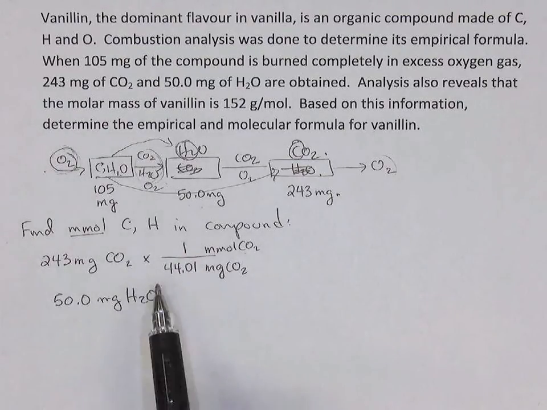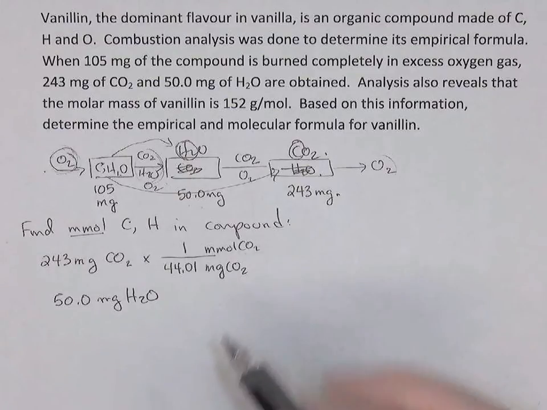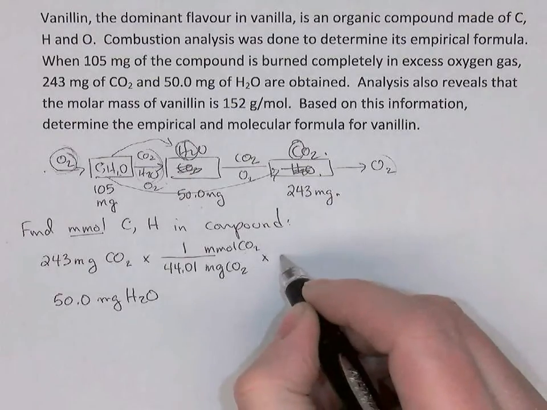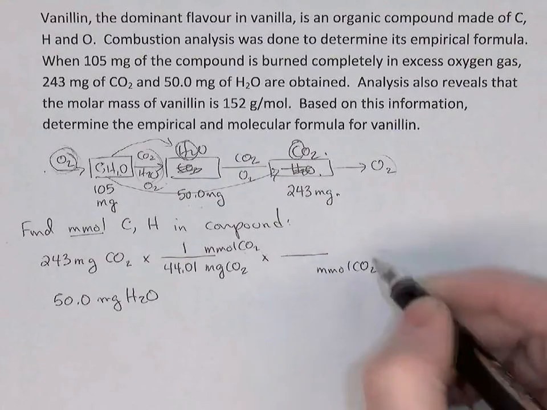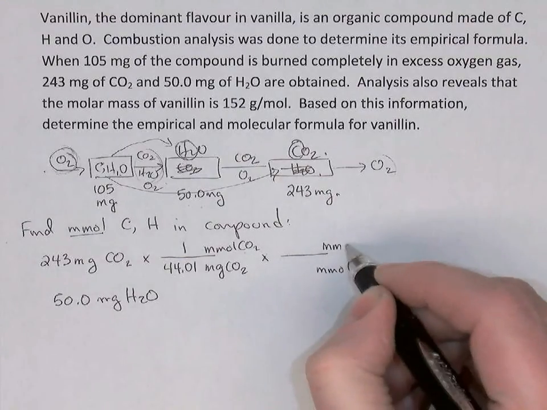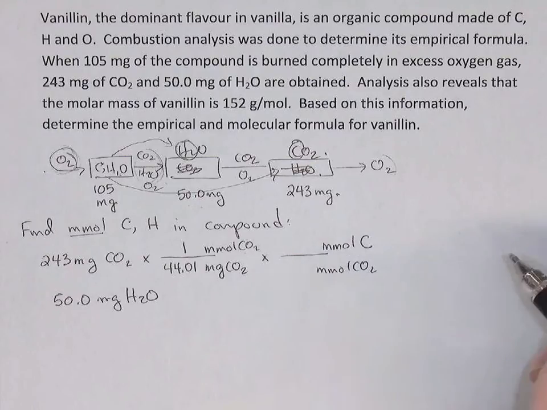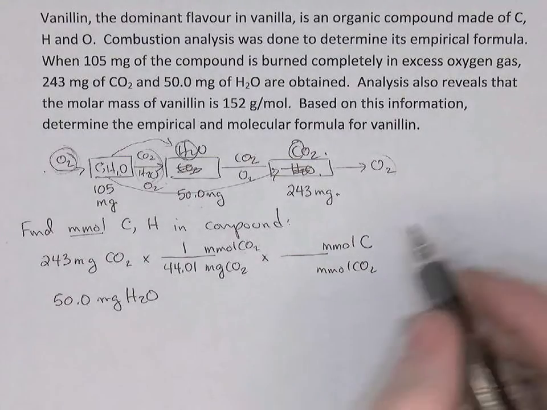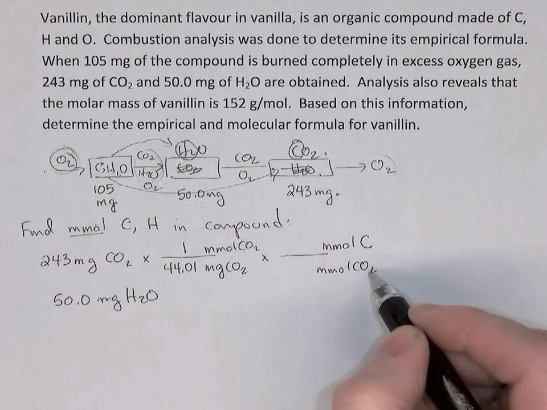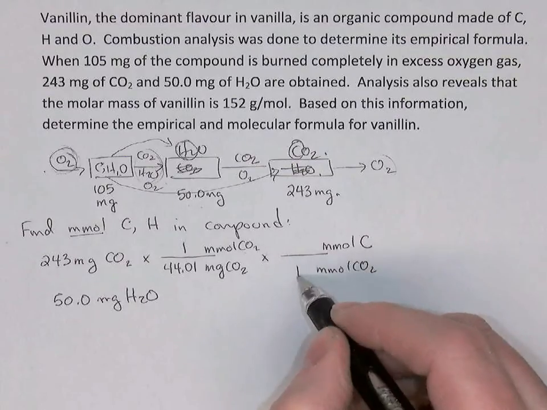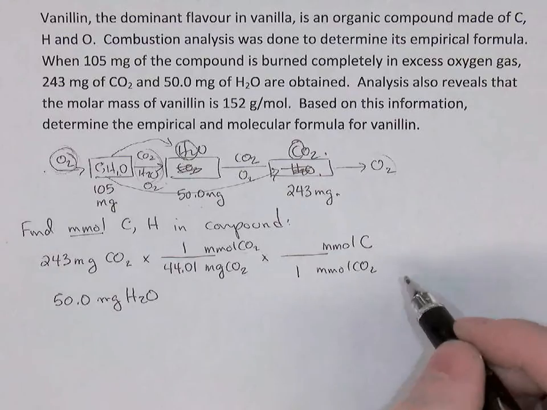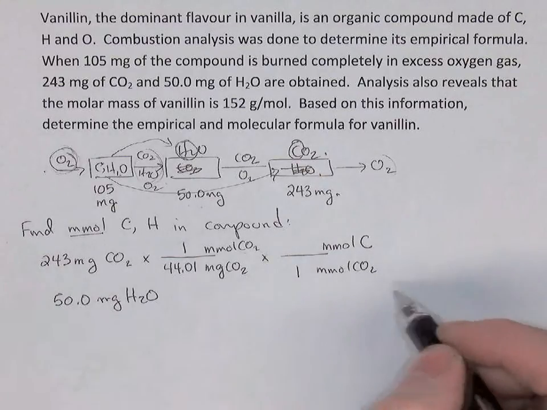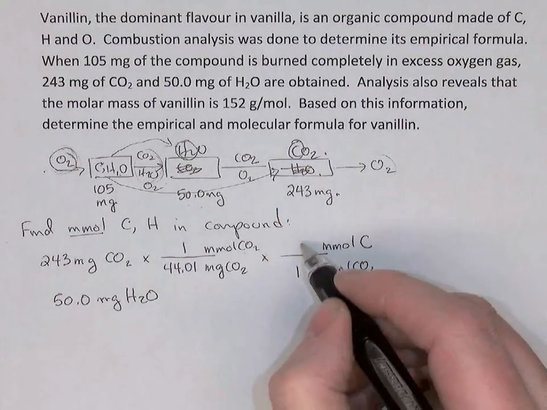to work with. Now I'll get rid of the millimoles of CO2, and what I wanted to know was how many millimoles of carbon were in the compound. Looking at the formula of CO2, I recognize that for every 1 millimole of CO2, there are 2 millimoles of oxygen, and there's only 1 millimole of carbon. There's only 1 carbon in the formula for CO2.